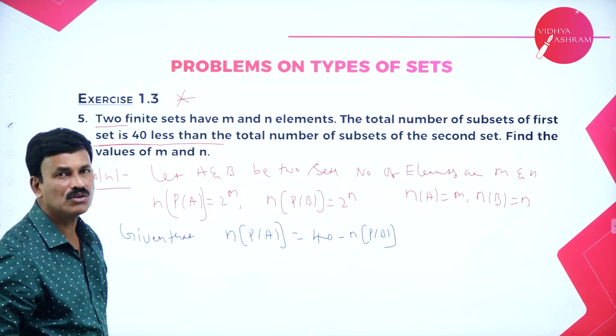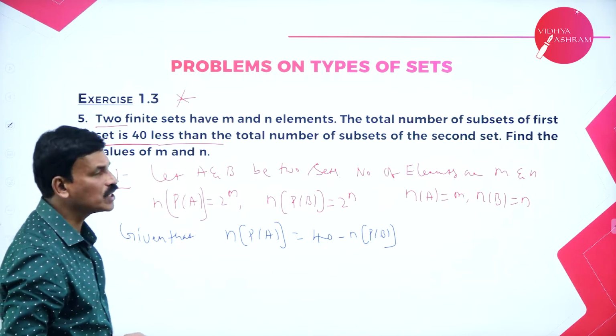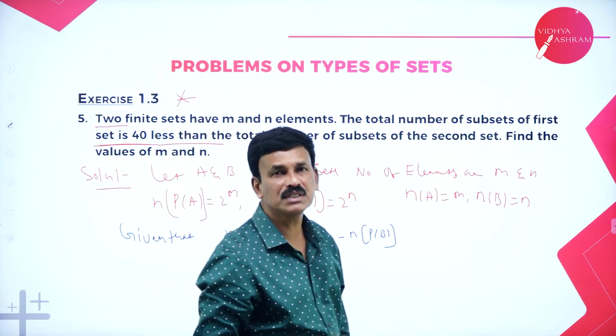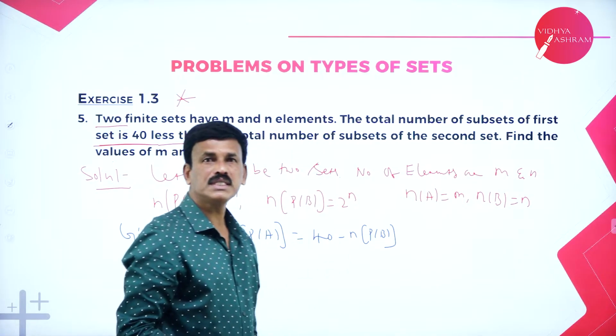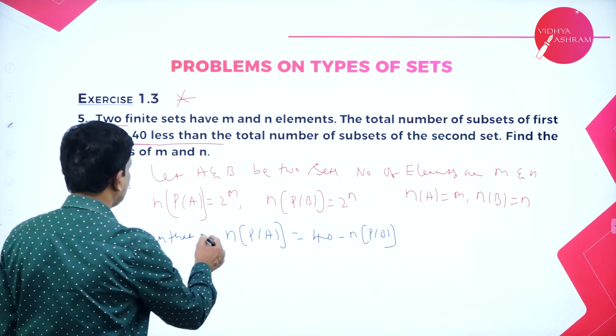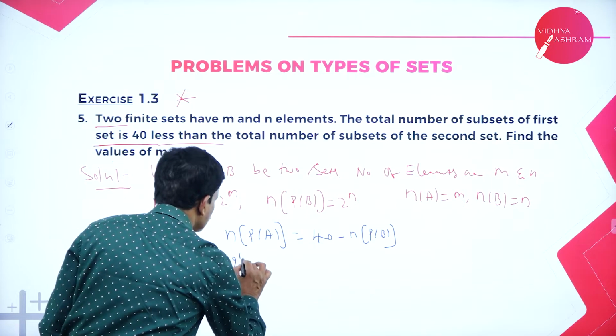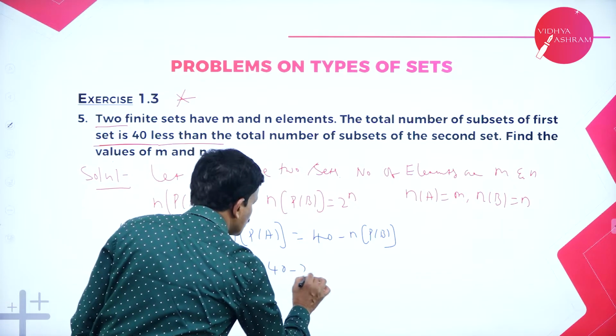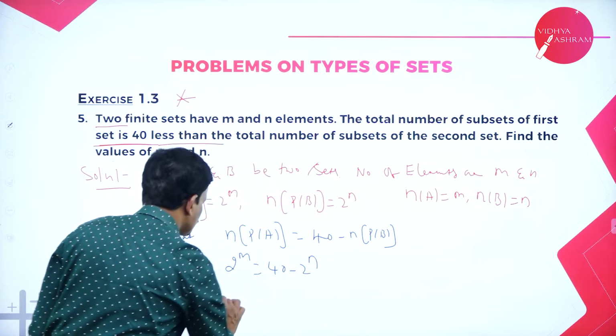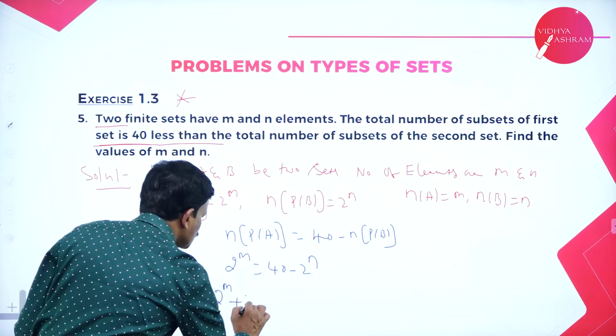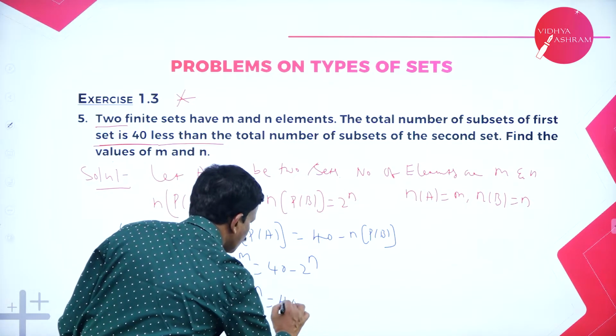So n of P of A is equal to 40 minus n of P of B. This is the given condition. Okay. Now, this can be written as, what is n of P of A? 2 to the power of m is equal to 40 minus 2 to the power of n. Transfer this. 2 to the power of m plus 2 to the power of n is equal to 40.